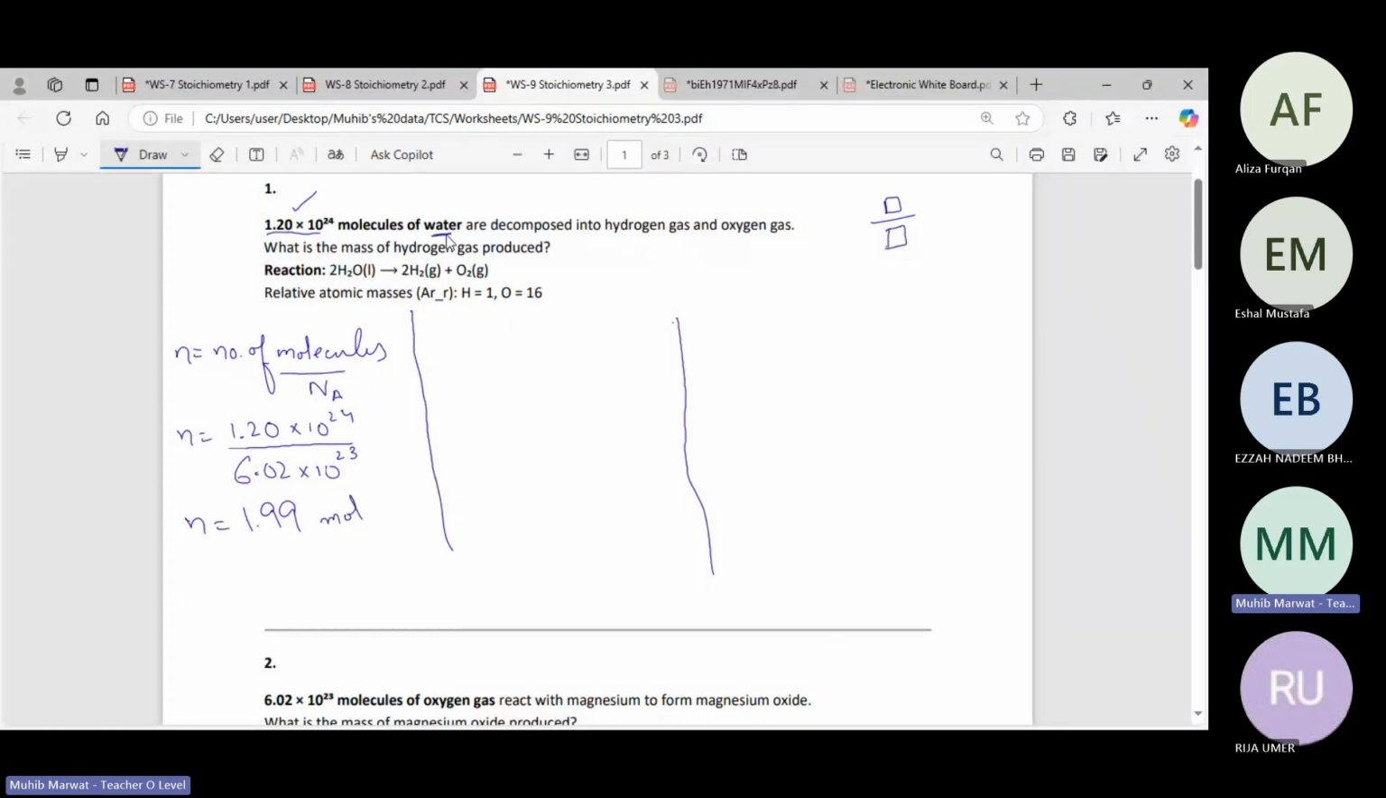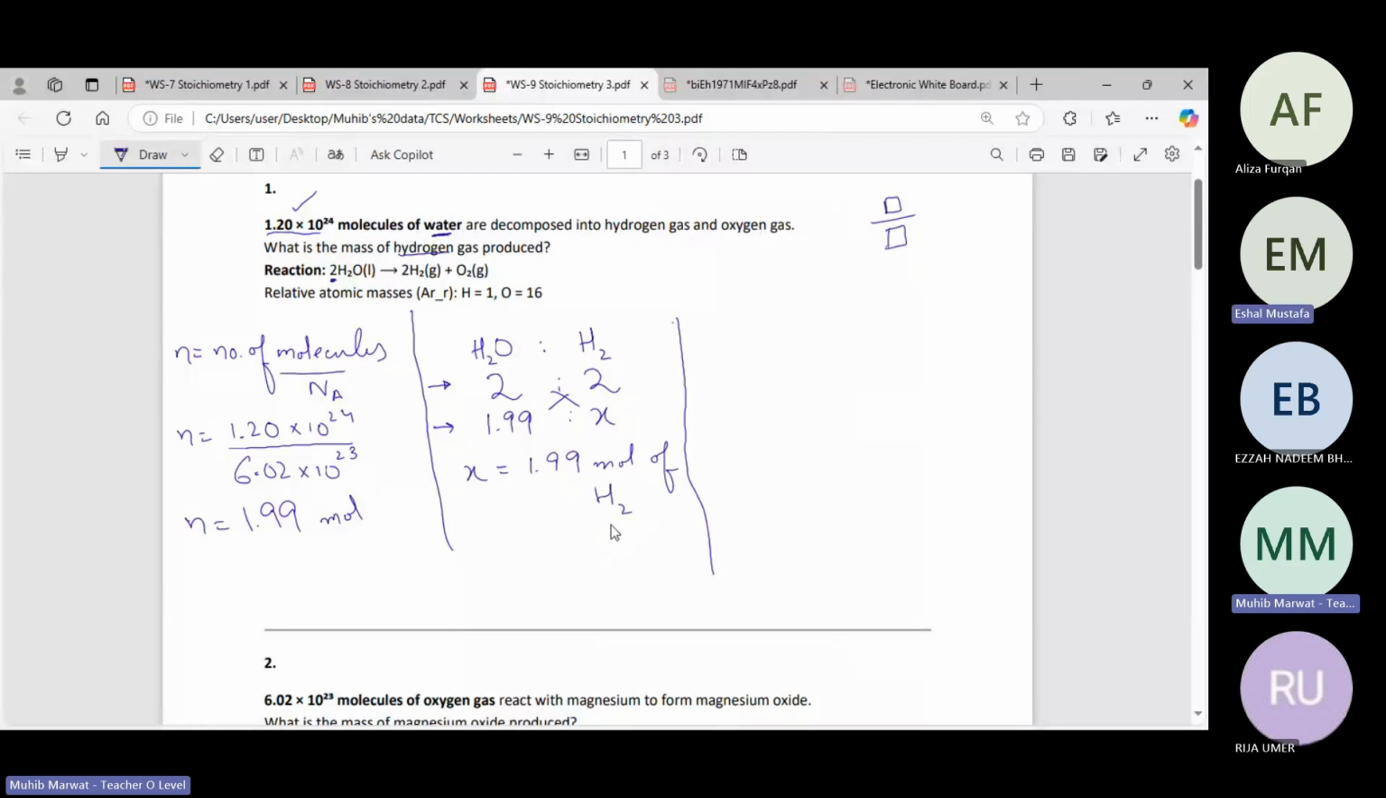Now, the given data is water, and the required data is mass of hydrogen gas. Now, is it 1.99? Let me do it for you. Sir, 1.99 is right. Yes. So, as we know, according to the reaction, 2 moles of water decompose to form 2 moles of hydrogen gas. So 1.99 moles of water will produce X number of moles. I guess the answer will be the same, and that is 1.99 moles of hydrogen gas, right?